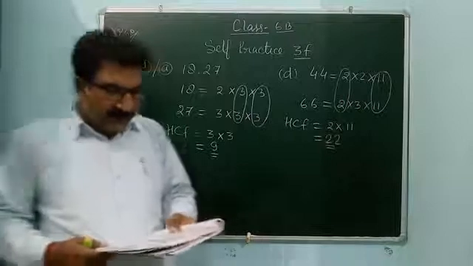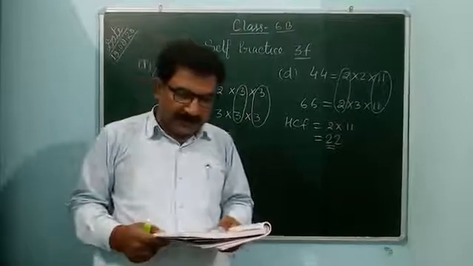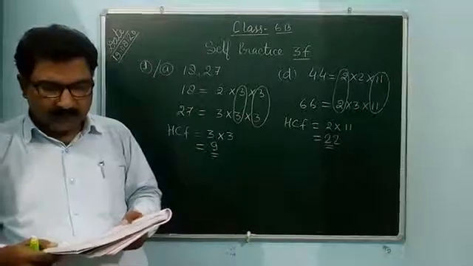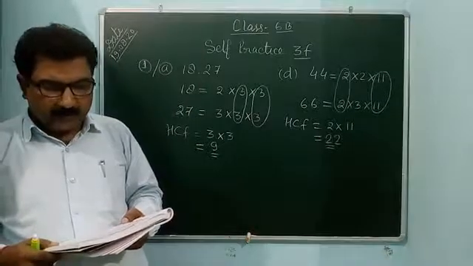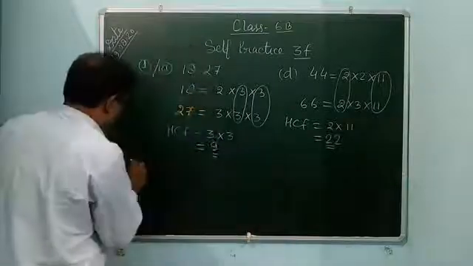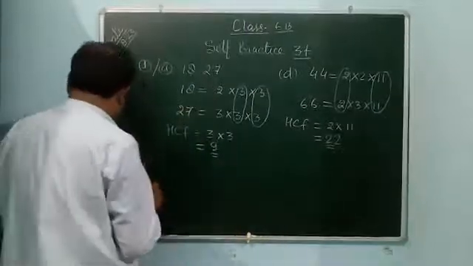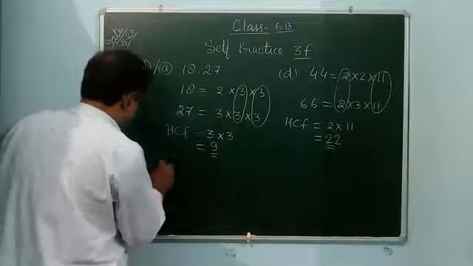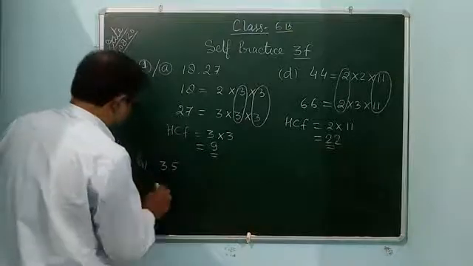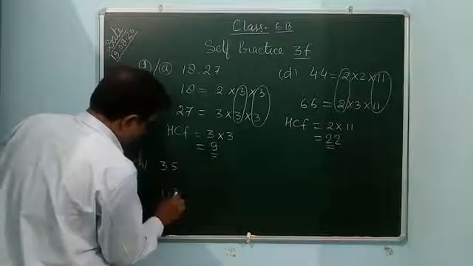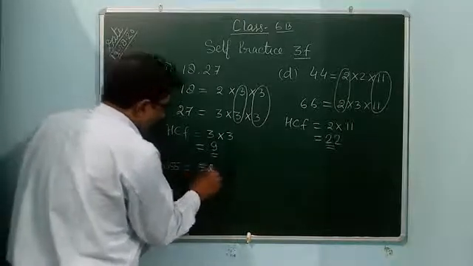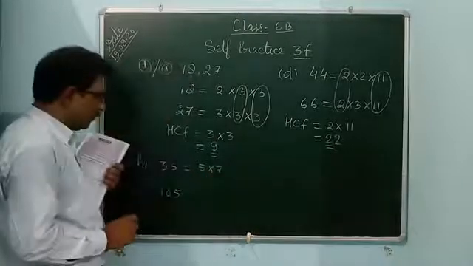Question number E, F, G and H, you can do yourself. And question number H, you see: 35 and 105. 35 means 5 into 7.